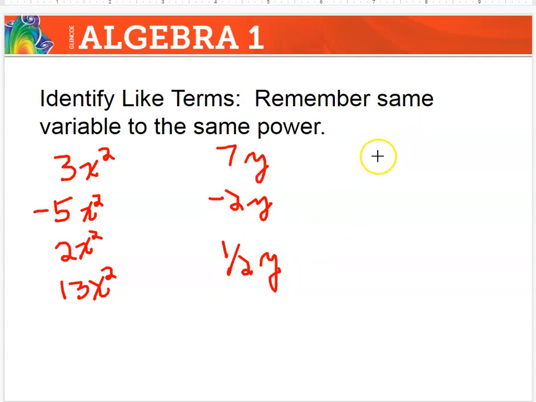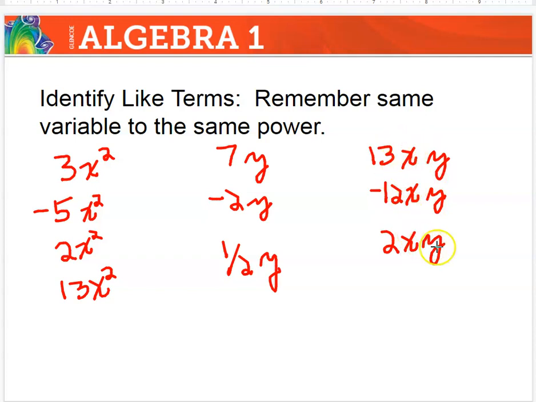Now let's say I have more than one variable. Maybe I've got 13xy, okay? Then I would need to have -12xy. Okay, I could have 2xy. I need to have both variables. Okay, remember the letter part, the variable part needs to be the same for like terms to be like terms. Otherwise, they're just not like terms.